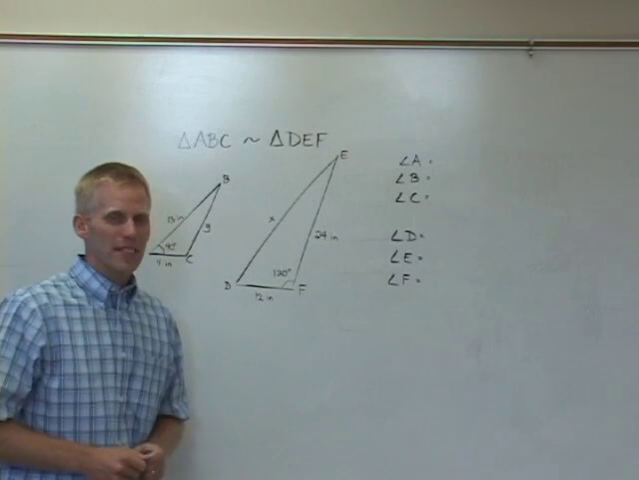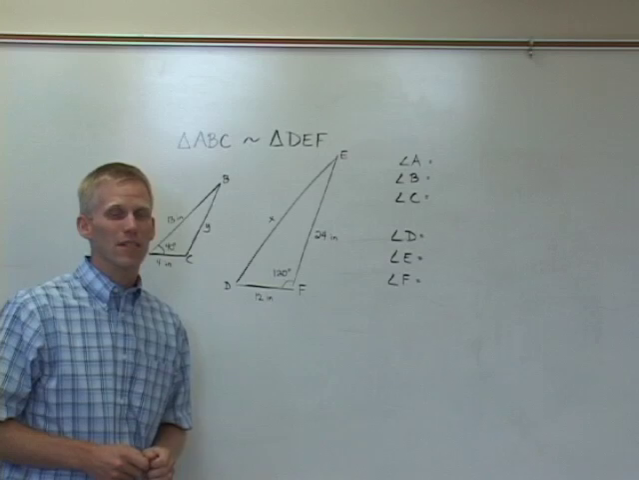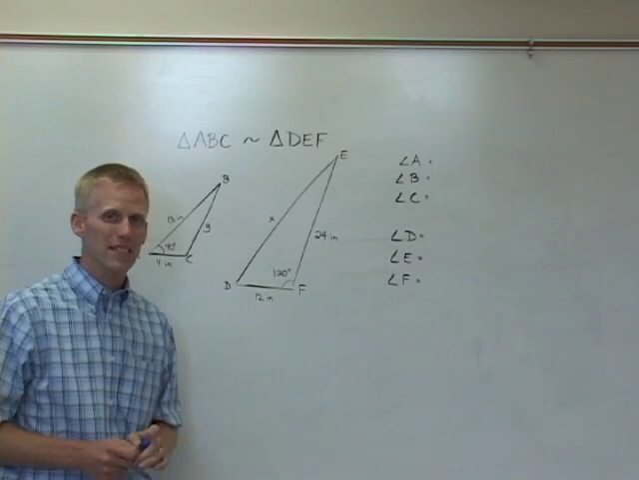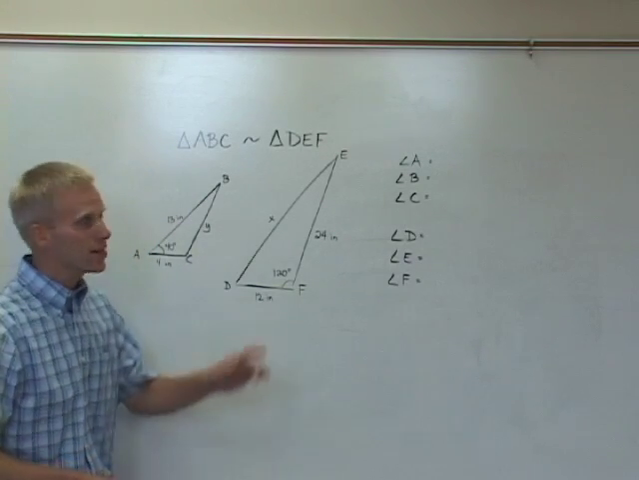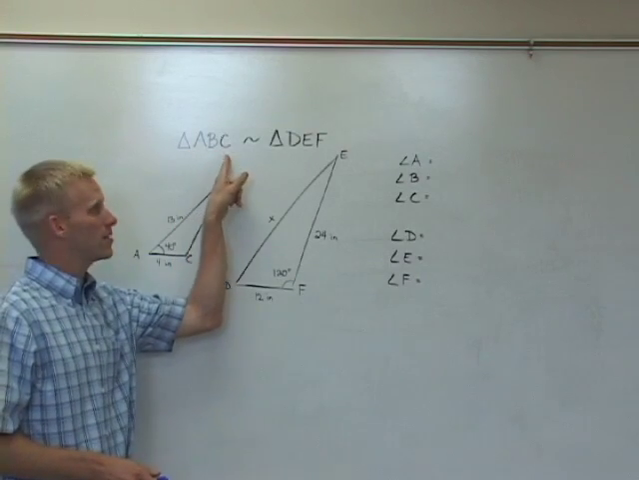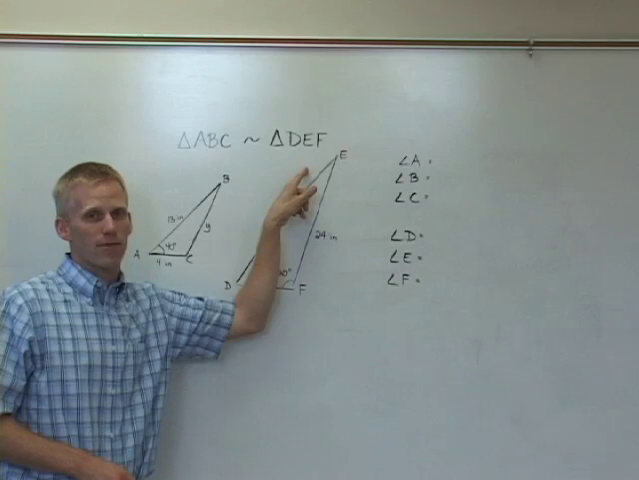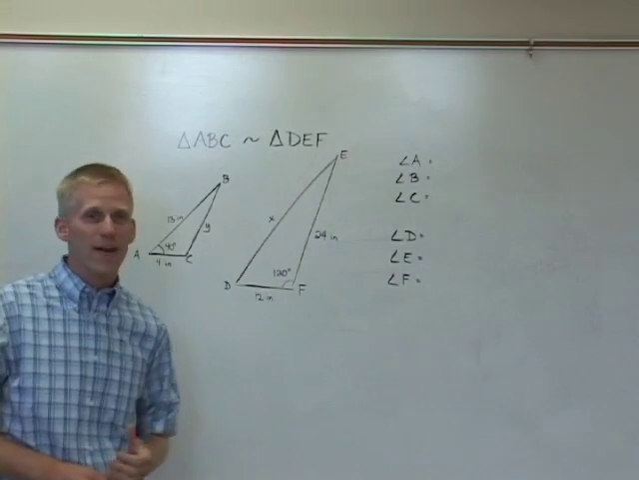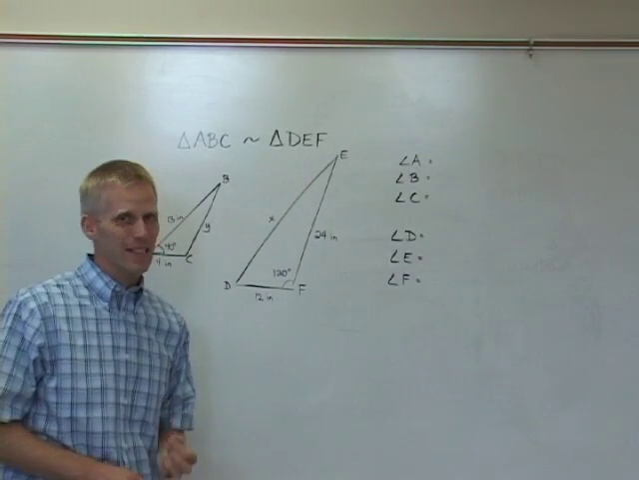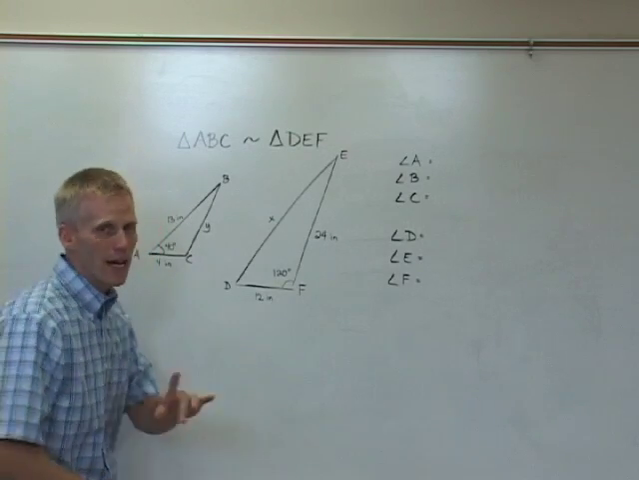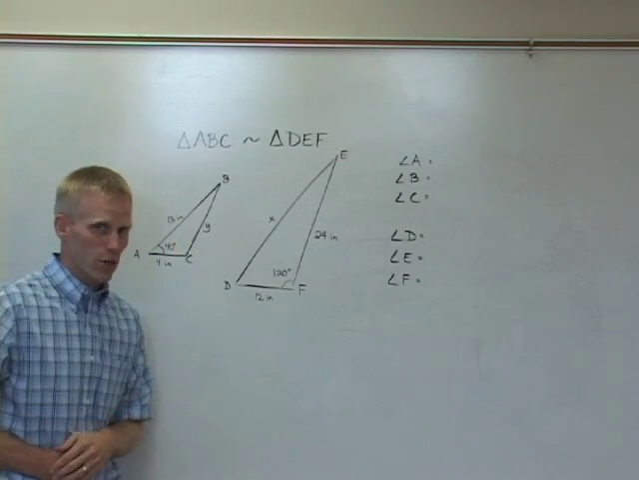Up here we have an example of two triangles that we are saying are similar. We can see that by what's written. This says triangle ABC is similar to triangle DEF. We know that means they are going to have the same shape, but not necessarily the same size, as we can see from the pictures that are drawn.